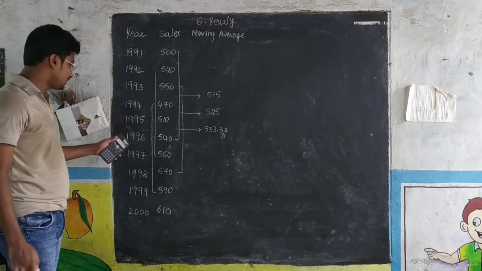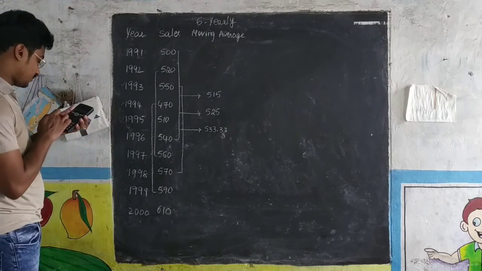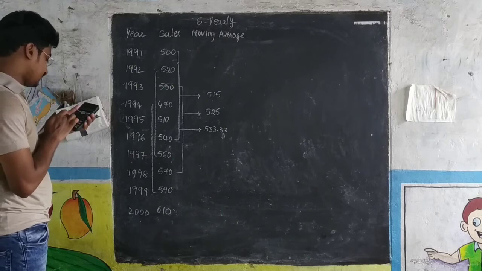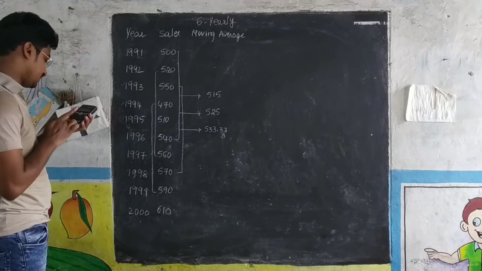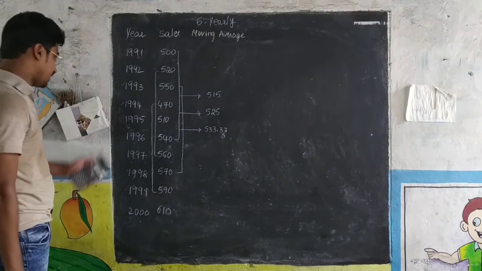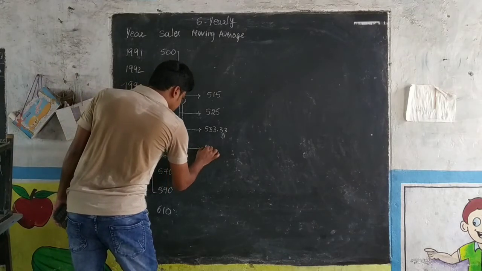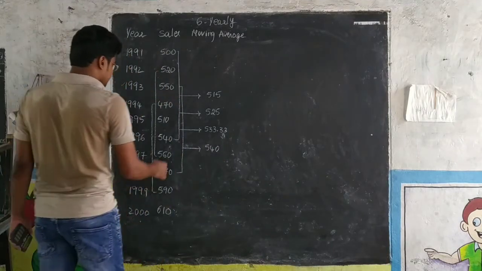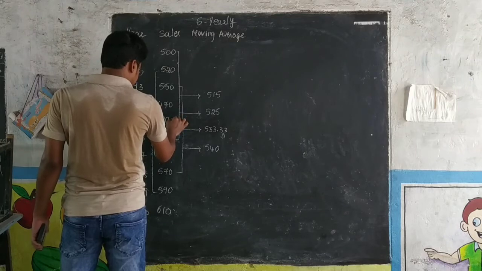Next 6. Now middle years are 1996, 1997. 470 plus 510 plus 540 plus 560 plus 570 plus 590 divided by 6 is 540. Next 6 years.